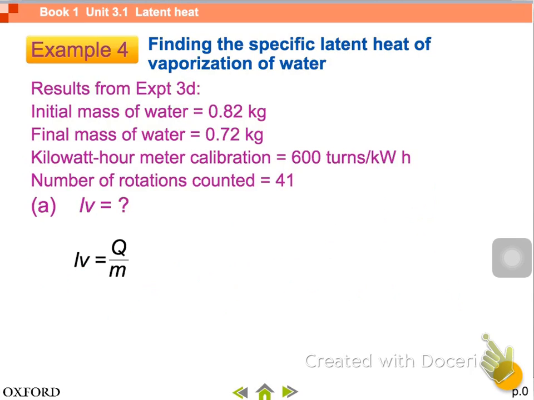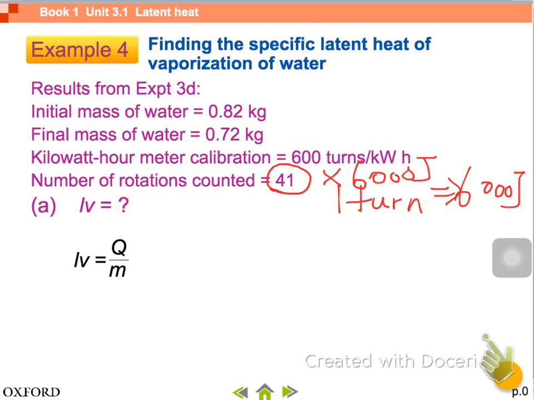Thus, you can see for each turn, the amount of energy equal to 6,000 joule. So when the kilovolt hour meter turns 41 rotations, which means 41 times 6,000 joule energy given out, remember, for what purpose?